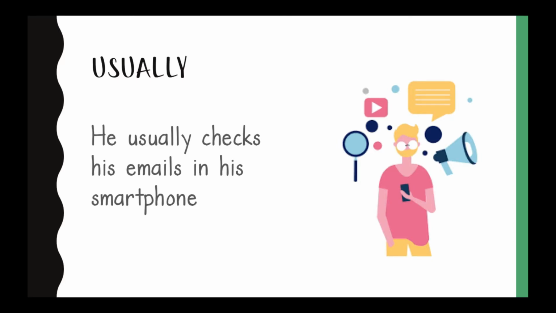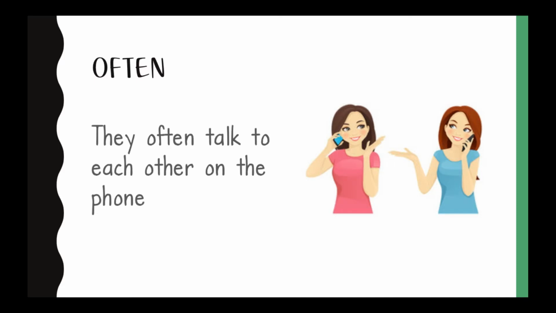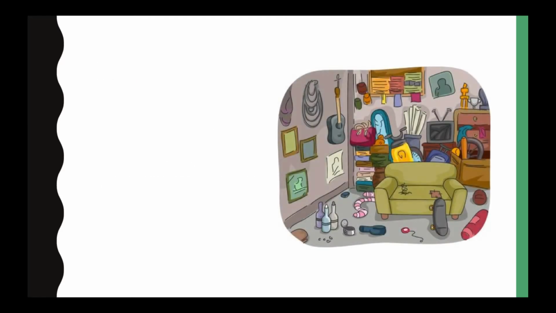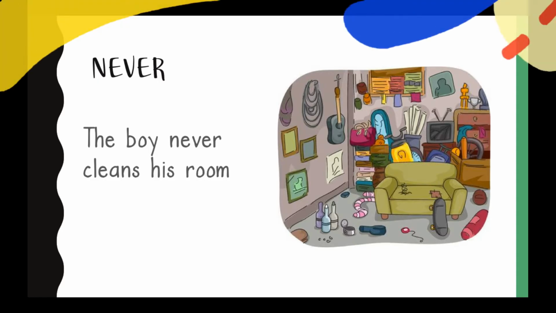Now, let's see some examples of these adverbs. Number 1, usually. He usually checks his emails in his smartphone. Number 2, often. They often talk to each other on the phone. Number 3, never. The boy never cleans his room.